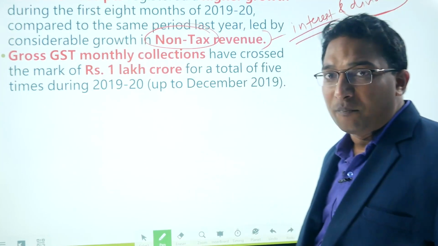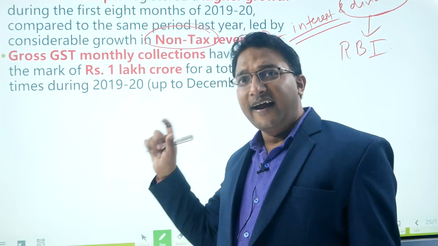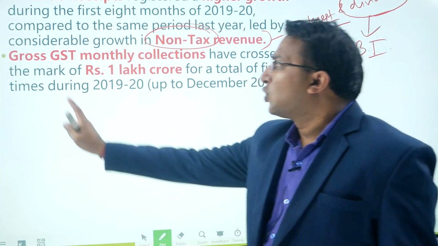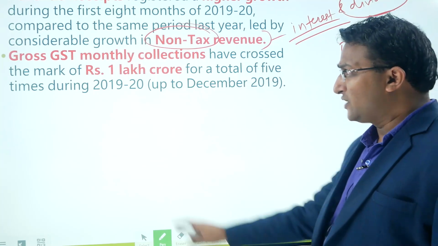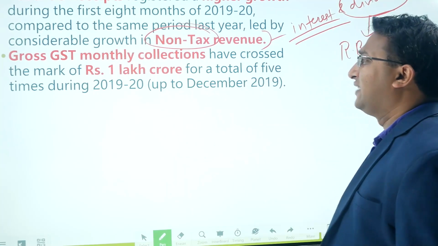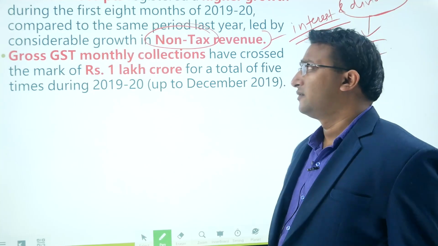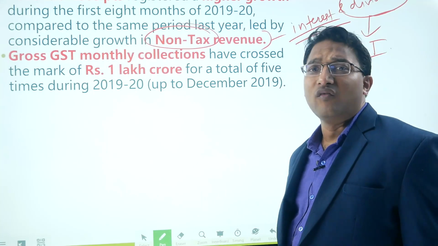So can you see the interlinkage between the current year development and the economic survey? It is very clear. RBI gave the dividend, and because of that, the non-tax revenue increased. Gross GST monthly collections have crossed the mark of rupees 1 lakh crore a total of 5 times during 2019-20. This is a very good aspect. These figures you don't need to remember, but you should understand how we are doing.